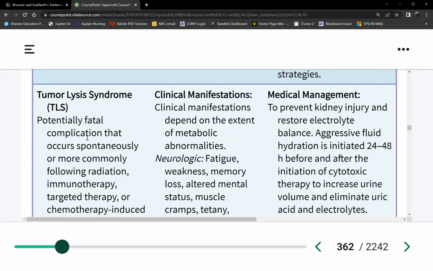How does it kill the patient? But we can treat it. That's why we're talking about it. So the danger of tumor lysis syndrome is it doesn't happen in the hospital because this doesn't happen right away. So when the patient's already home, then this occurs. So there are two things that can kill the patient here.